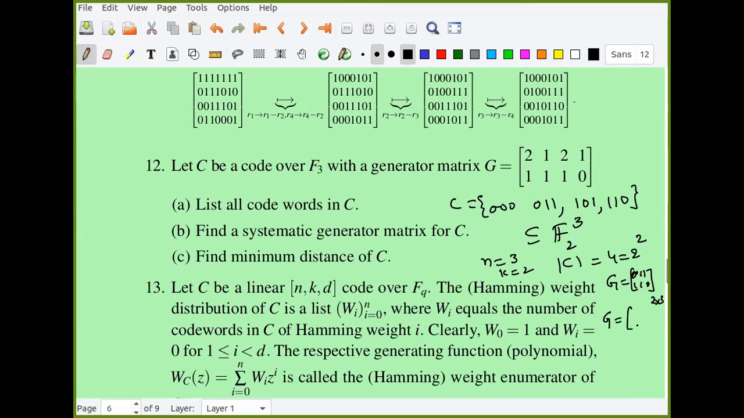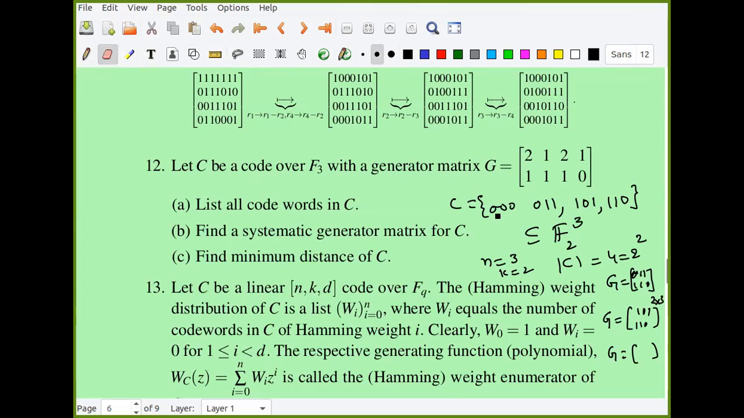Can you give me another generating matrix for this code? 101 and 110. Right, another generating matrix. You take any two vectors here, and that forms a generating matrix. Is it now clear? Yes, sir. Good, nice.